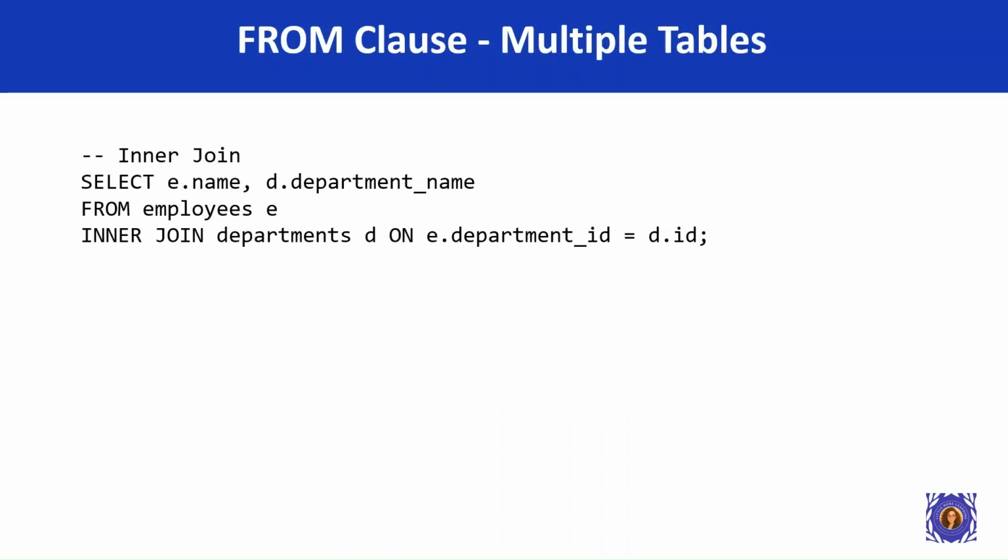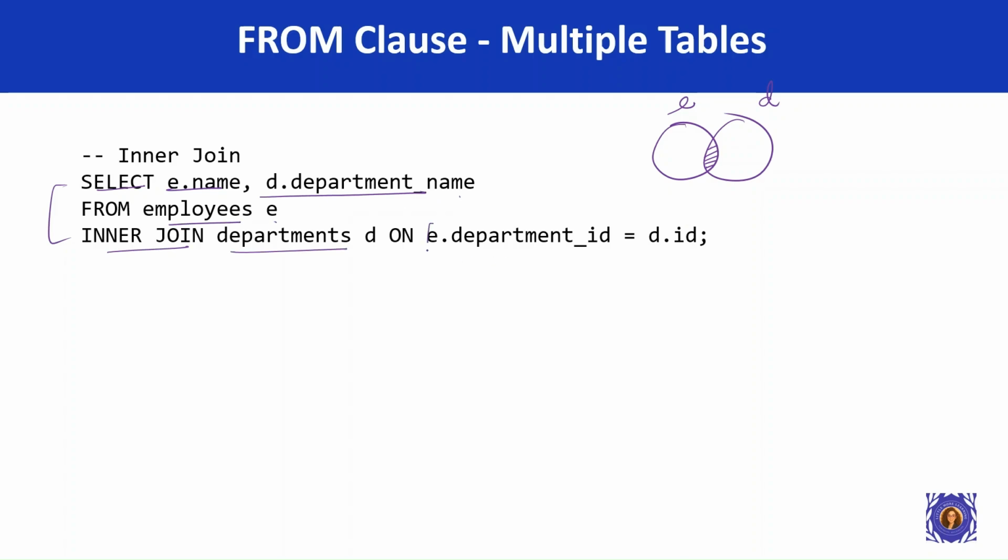Now comes the from clause with multiple tables, or you can understand them as joins. The first one is inner join. This might be complicated for you to understand. Let's say we have two tables, E as employees and D as departments. Inner join, what does it do? It just takes out the data that is common for both the tables. And this is how you can write it: select E.name, D.department name from employees E inner join departments D.